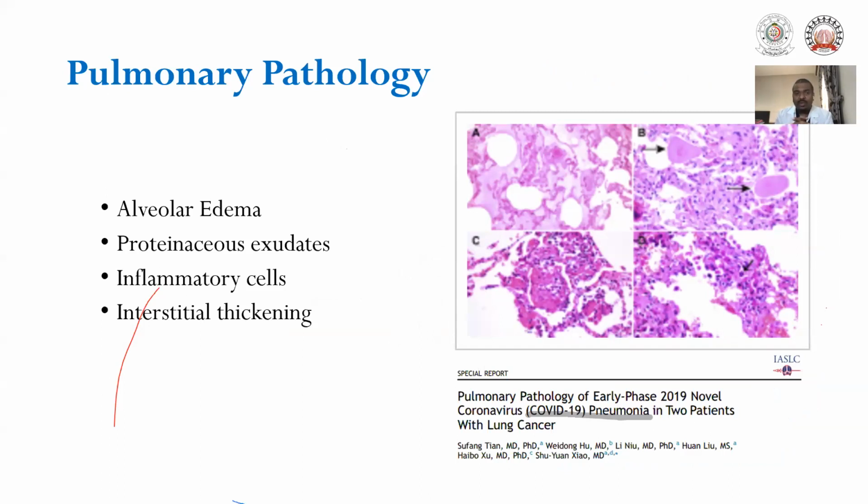You can see panel A is showing the typical damage and alveolar edema. Whereas in panel B, you can see the fibrin clusters mixed with the mononuclear inflammatory cells in the air spaces. In panel C, you can see a typical interstitial thickening, which indicates an ongoing reparative process. And panel D is showing suspected viral inclusions within these particular cells.